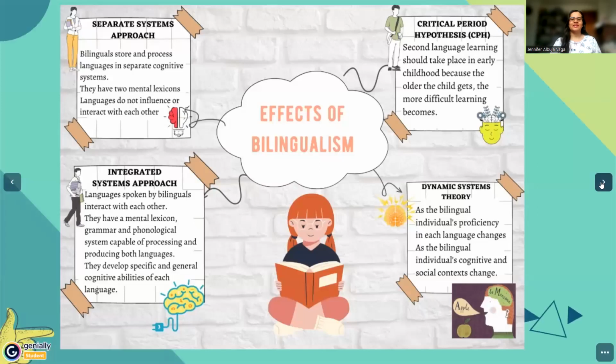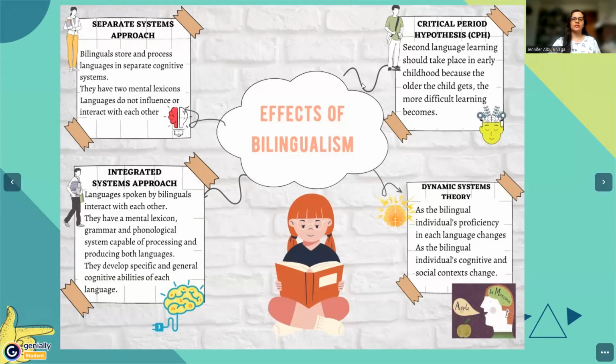So let's start with this topic about bilingualism. The first thing we are going to talk about is the effects of bilingualism. For this part, we are going to talk about approaches, hypotheses, and theories of the different types of bilingualism that we have. We have represented this information in a conceptual map.